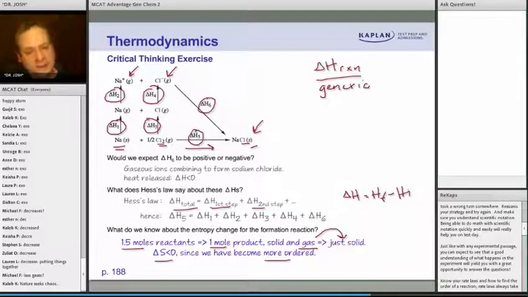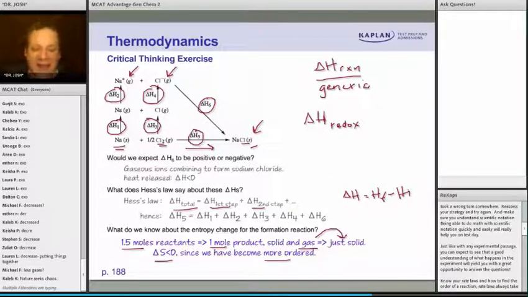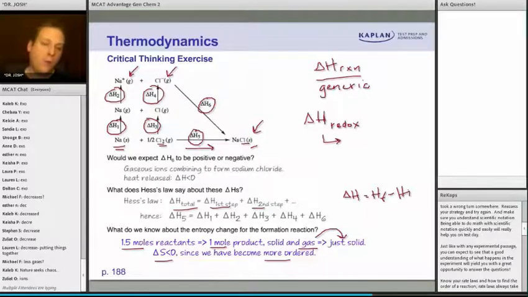Now, one last piece of the puzzle before we go on to our second passage. I want you to look at this. The delta H of the reaction. This is your generic form. This just means that you're looking at the change in heat of a reaction itself. What do you think it means then if I say something like delta H redox?